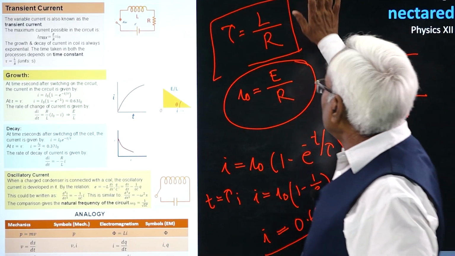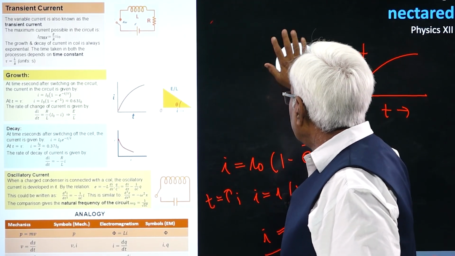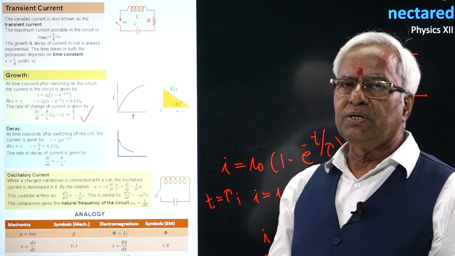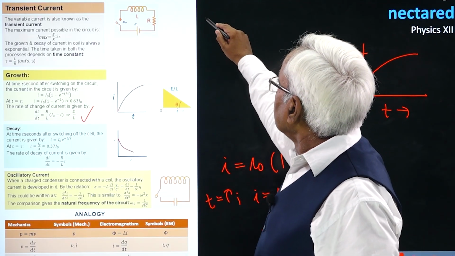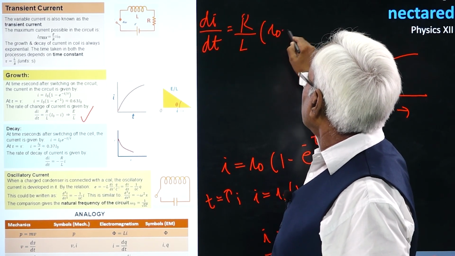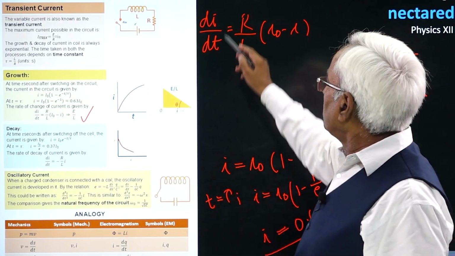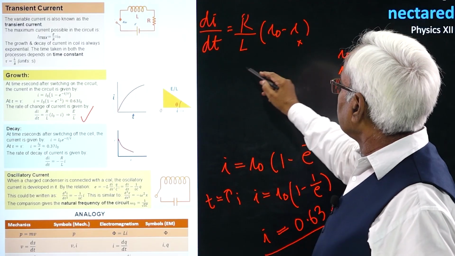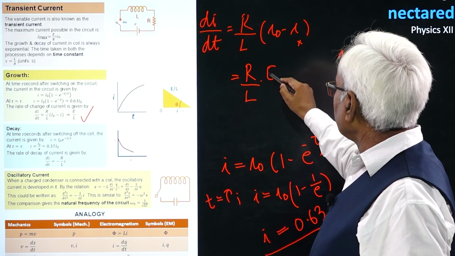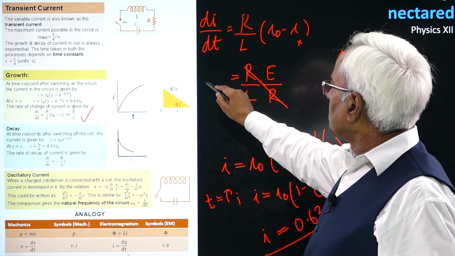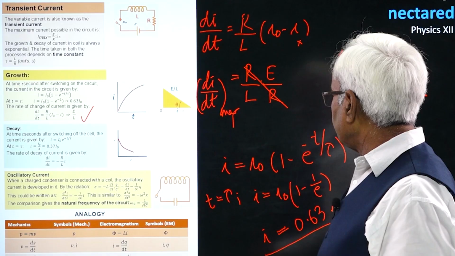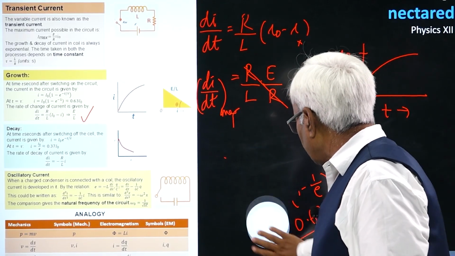If you try to find out the rate of change in current and you differentiate this, you will find this result, di upon dt is equal to R by L into I naught minus I. You see, it is going to be maximum only when I becomes 0. In that case, this is into I naught, and I naught is equal to E by R. So, you could say the value of di dt maximum, that is the highest rate of change in current, is given by E upon L itself.